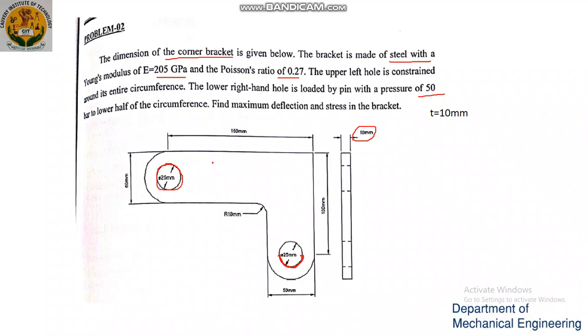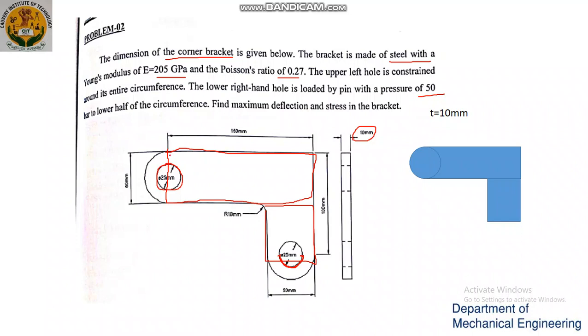So how are we going to model this and solve it? First you need to create this geometry. How are we going to create the geometry like this? First you will take this much portion. You need to create a rectangle with a width of 150 and height of 50 mm. Then you will create this portion, 50 mm height and 50 mm width.